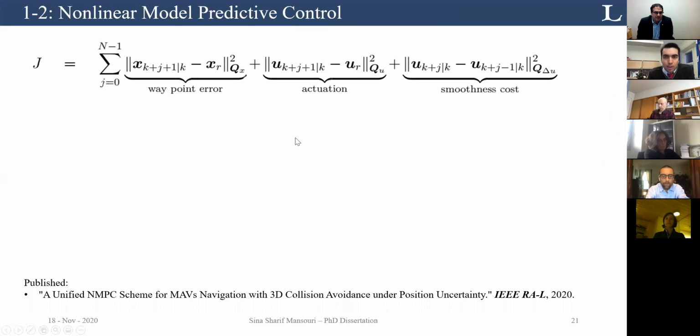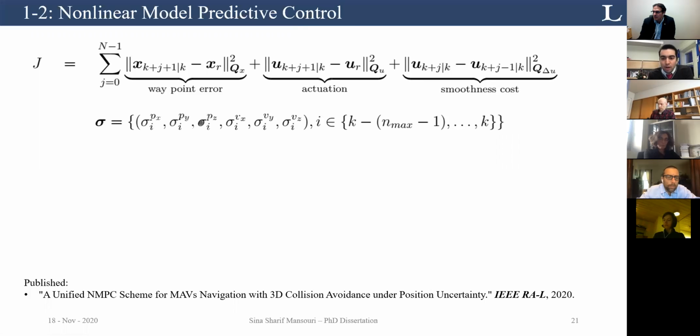Our NMPC formulation is almost typical. We have a term to track the position error. We have a term for hovering, which means that we want to have gravitational acceleration and zero roll and pitch. And we also have a term delta U to reduce the aggressiveness of control actions. Each term has its own weight, Qx, Qu, Q delta U, which shows the importance of each term.